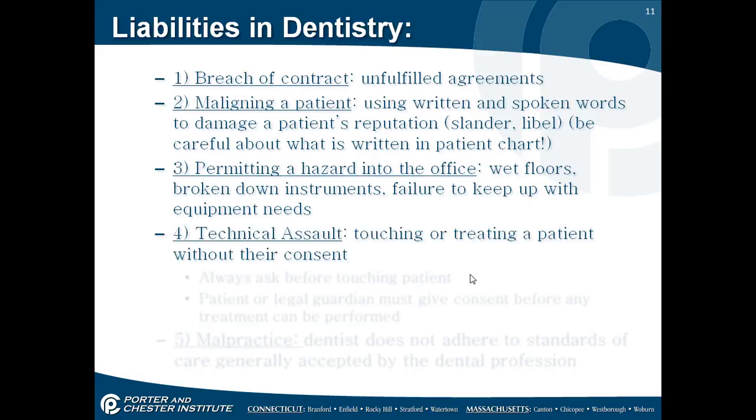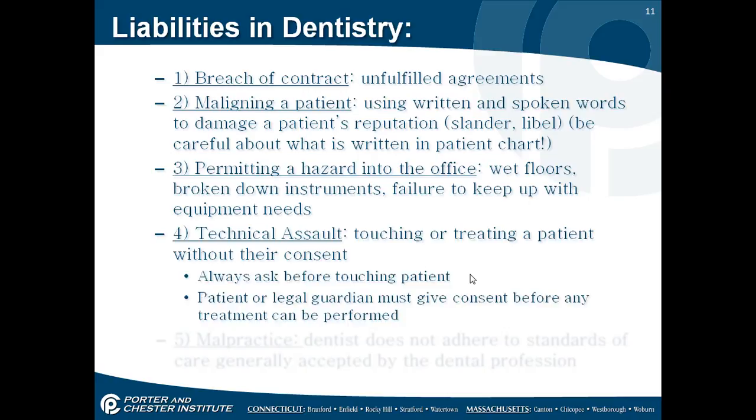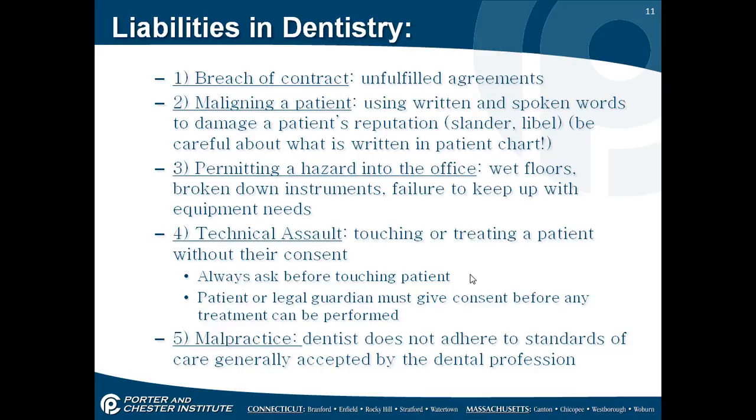Number 4, technical assault: touching or treating a patient without their consent. Always ask before touching a patient. Patient or legal guardian must give consent before any treatment can be performed. And number 5, malpractice: the dentist does not adhere to the standards of care generally accepted by the dental profession.